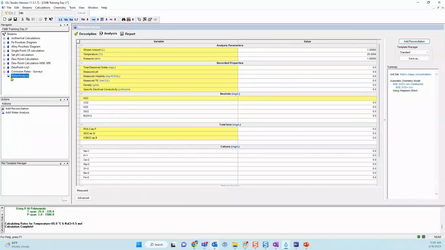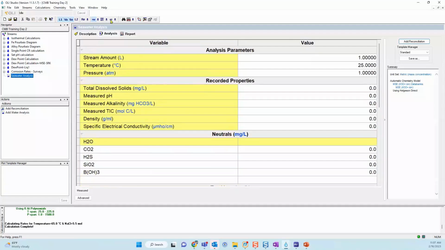You'll see that the icon is slightly different. It's bigger compared to a little water drop. So this water analysis, we're going to rename it. We know that it's a seawater analysis, so let's just name it seawater analysis. And the next step is, since we are going to use this water analysis for a corrosion rate calculation, we change it to the AQ framework. That's the first thing we do.